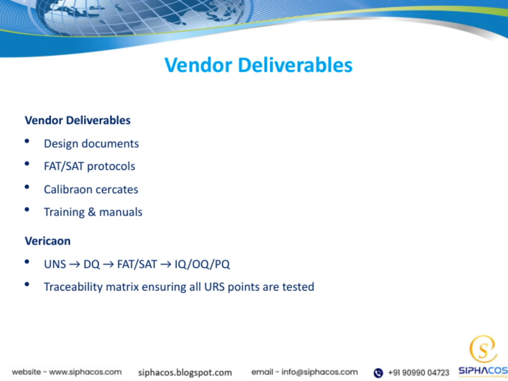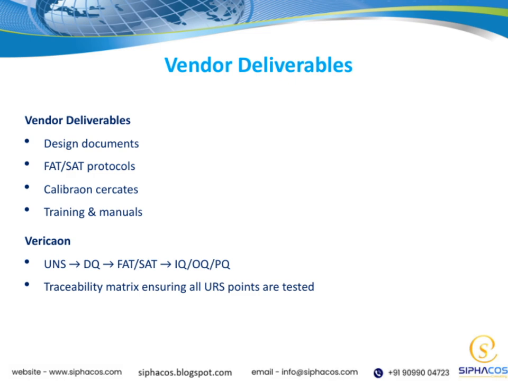Next are FAT and SAT protocols, factory and site acceptance testing protocols. These ensure that the equipment meets the required standards before it's fully accepted. Calibration certificates are also essential because they verify that instruments and devices are properly calibrated and accurate. Lastly, training and manuals are provided to ensure your team can operate and maintain the equipment effectively.